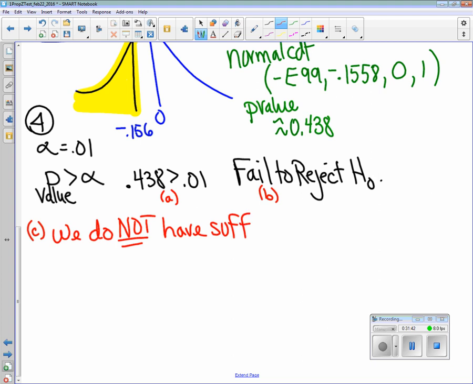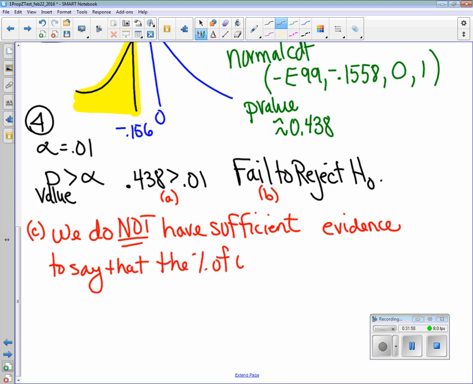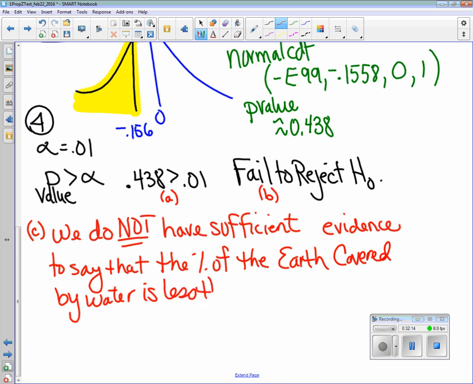We'll say we do not have sufficient evidence to say that the percentage of the earth covered by water is less than 71. Okay? We don't have evidence to say that.